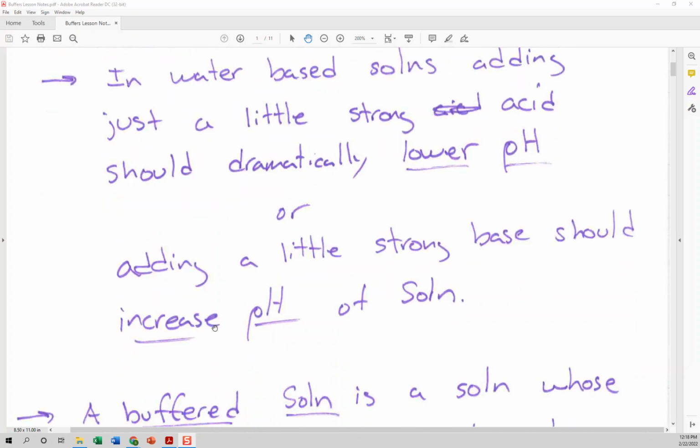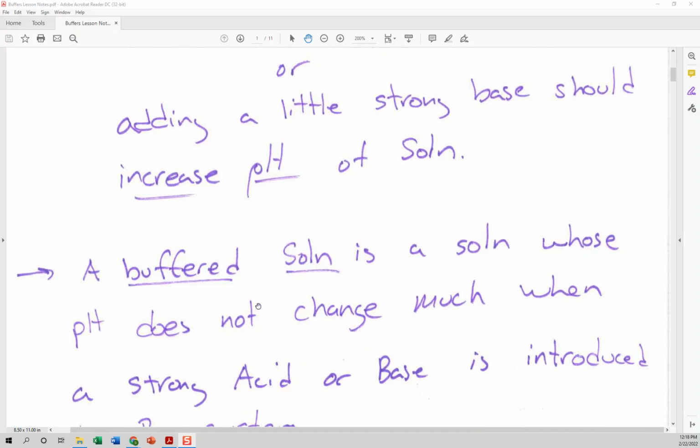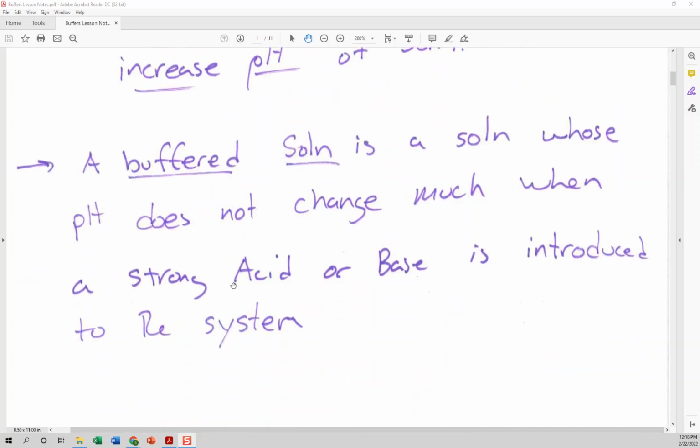And the same thing is true for base. Adding a little bit of strong base, adding a little bit of hydroxide, should increase the pH of a water-based solution pretty quickly. Add a little bit of OH-, the pH is going to skyrocket. A buffer solution is a solution where, when I add that H+ or that OH-, the pH doesn't change much at all. So a buffered solution is a solution whose pH does not change much when a strong acid or base is introduced to the solution or the system. That's what a buffered solution is.